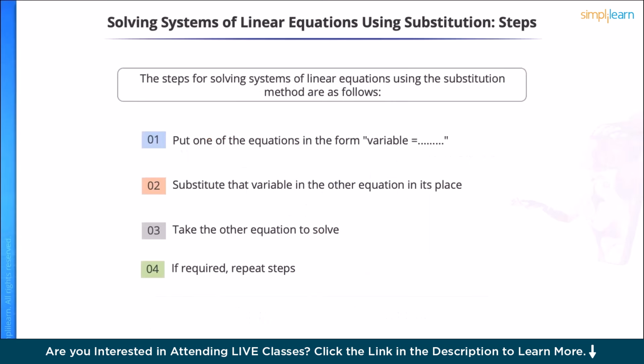Solving systems of linear equations using substitution. For substitution, we start by putting one of the equations in the form of variable equals. We then substitute that variable in the other equation in its place, and take the other equation to solve. If there are more than two variables involved, we repeat the process from steps 1 through 3.